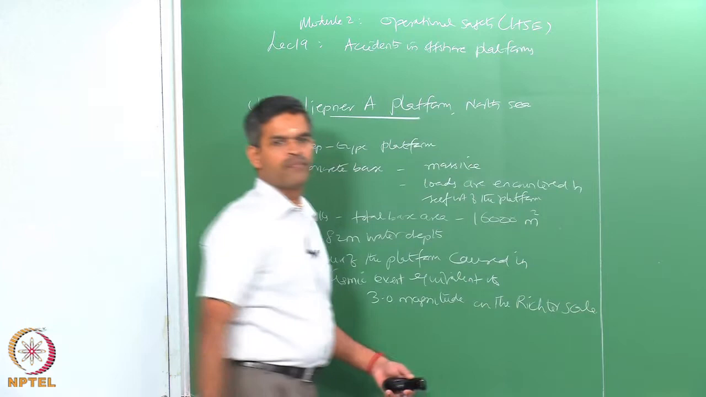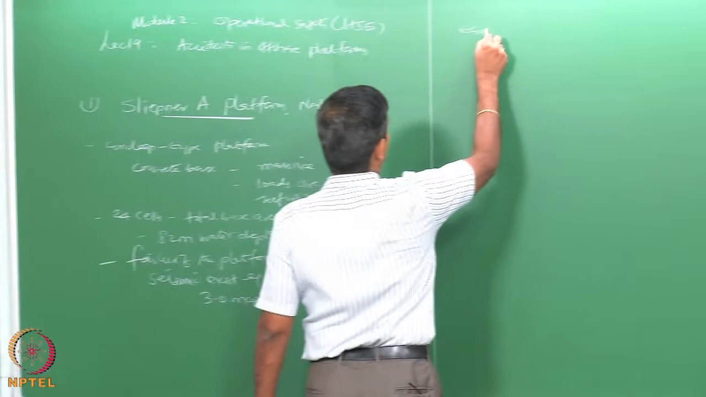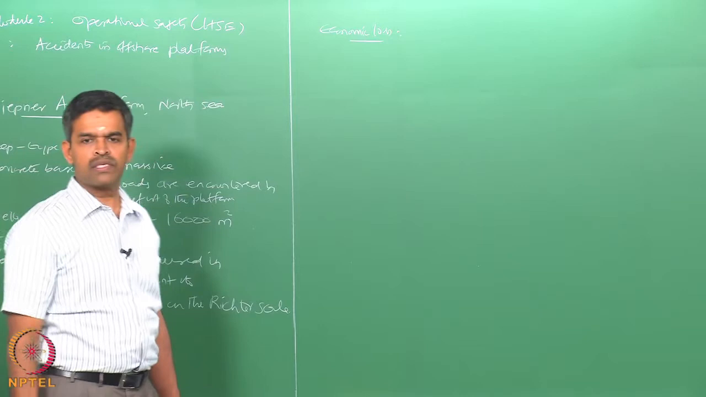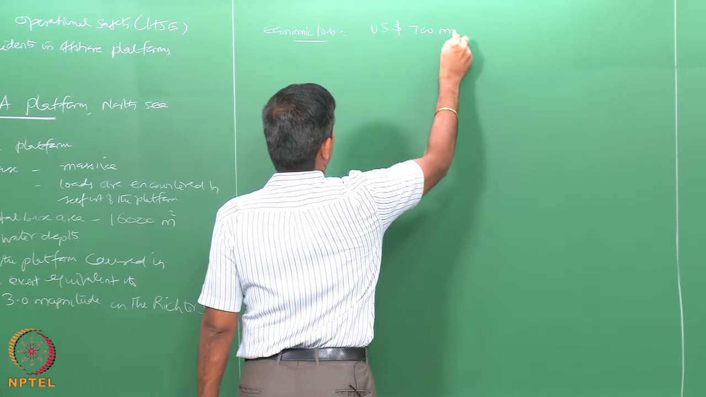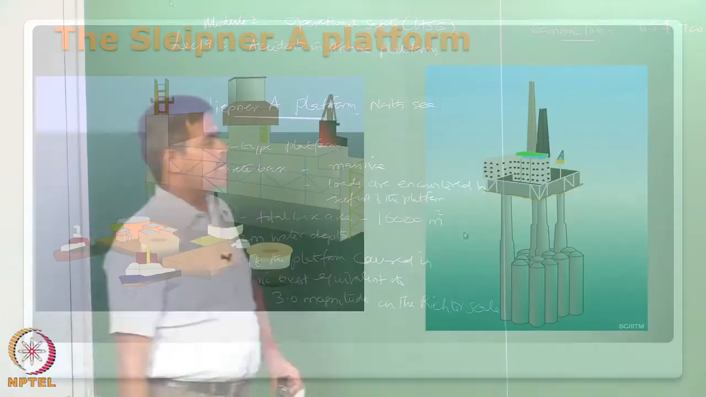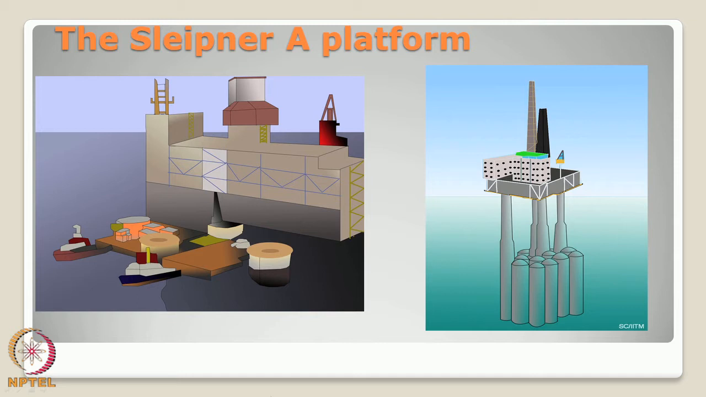Now, interestingly, the economic loss of the failure, which we are more keen on in risk analysis, is about US$700 million. That is the estimated loss of this failure. Friends, look at the screen now. It is a captured view indicated graphically about the Sleipnir platform in the North Sea. The right side is the platform what you see. The left side is the scenario where the platform was about to be attempted for rescue operations.